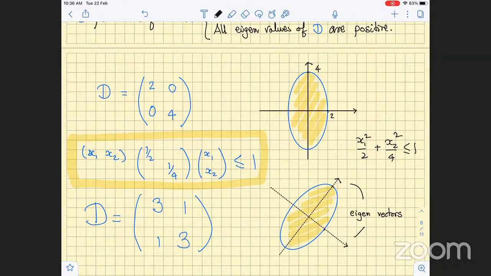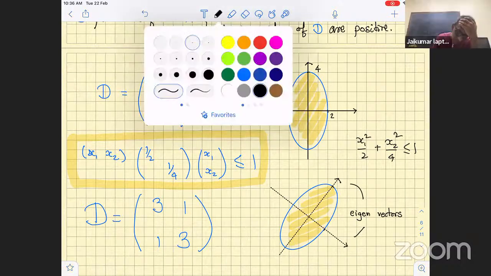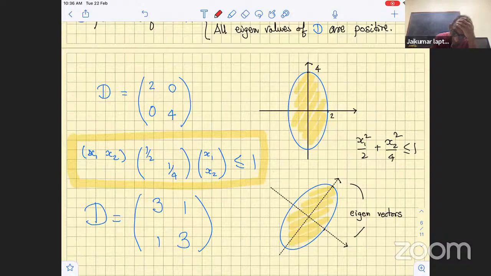So that was the mistake I made in my hurry. Yeah, I'll correct this in the notes. So this is wrong. This should be square root 2 and this should be 2.